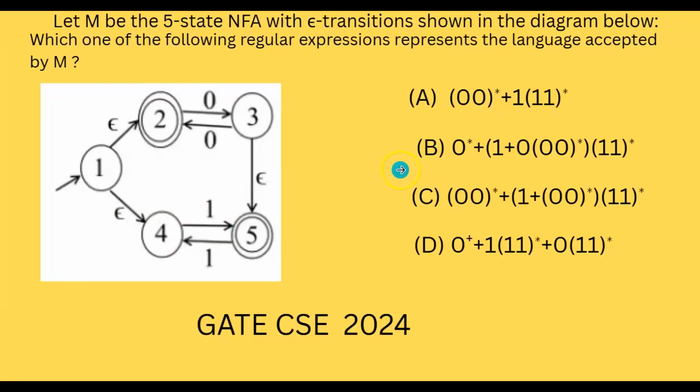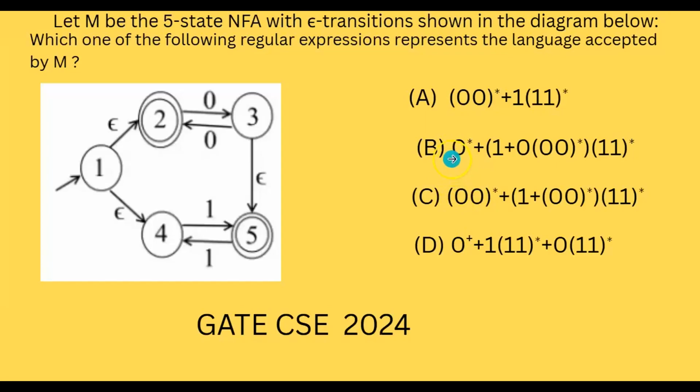For example, option A and option D do not generate the empty string, but there is an epsilon transition to the final state. So we can eliminate A and D because they do not generate the empty string. Because of this 1 here, and in option D, this 1 and this 0, it will not generate the empty string. Then what about B and C?